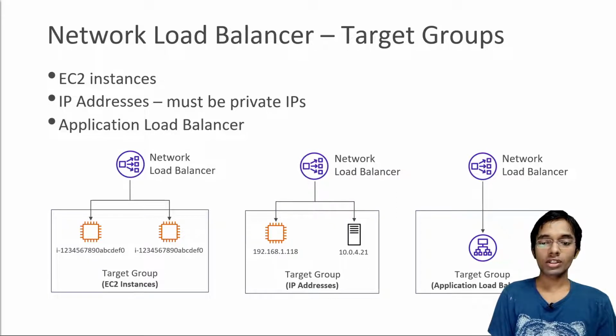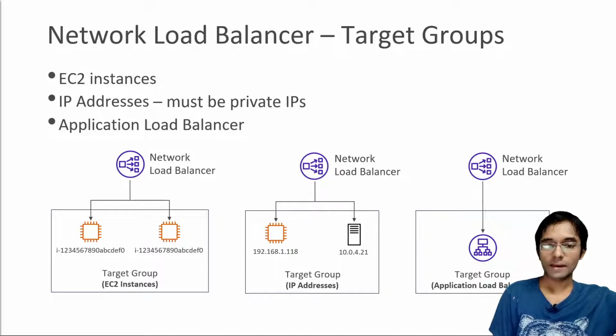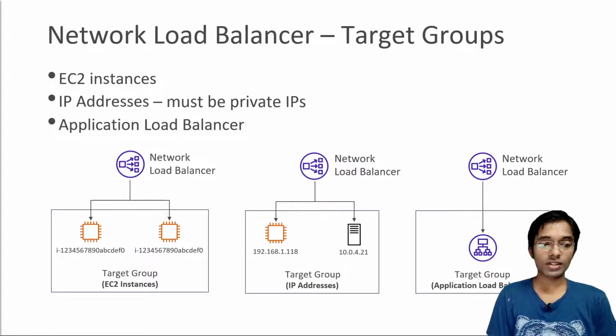The use case for this one would be to leverage the features of the application load balancer, for example layer 7 routing, but you want to keep the static IP features of your network load balancer. So you want to chain them together. It's a very common pattern to have the network load balancer in front working with the application load balancer.